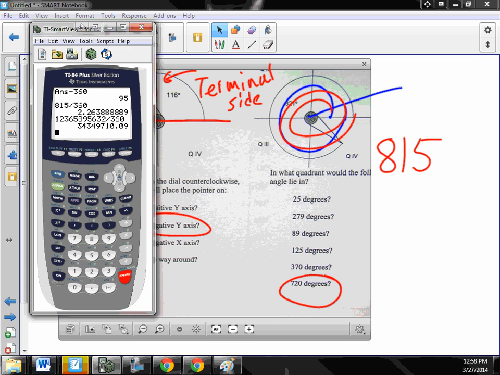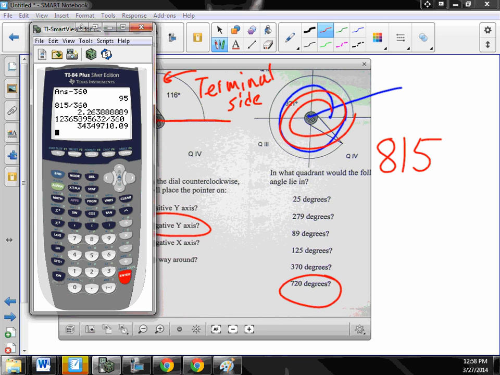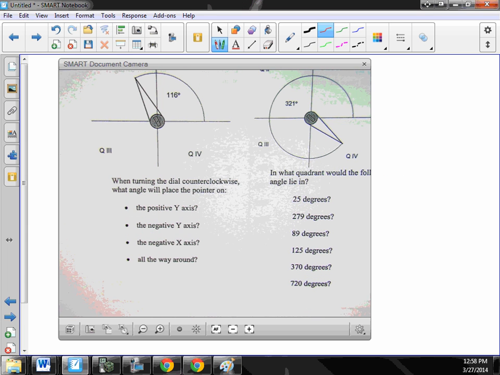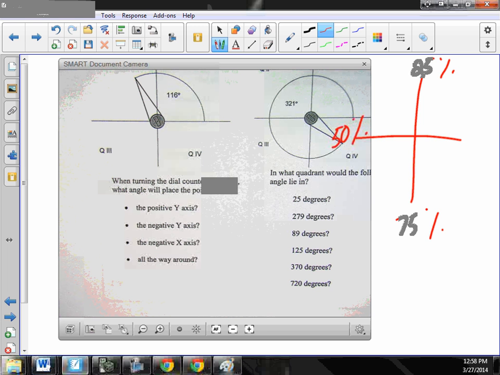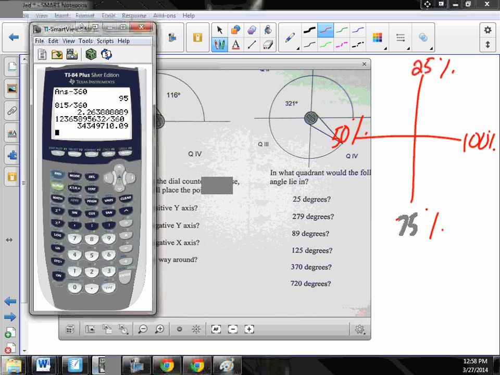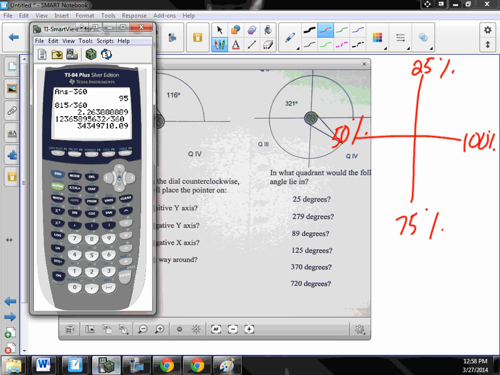No. So if you don't quite understand that, let me draw the picture. So this is 25%, this is 50%, this is 75%, and this is 100%. Well, if we look here, this 815 divided by 360 is 26%, which is quadrant 2. The other one is 9%. So you drop the whole number and you just look at the percent.